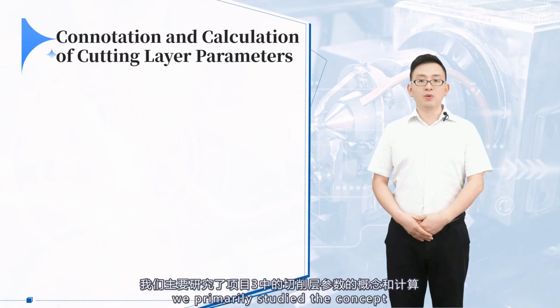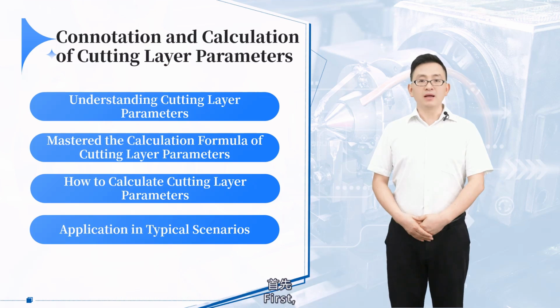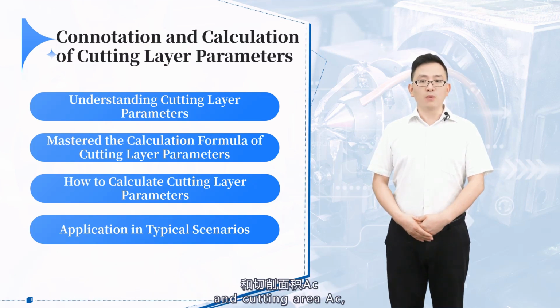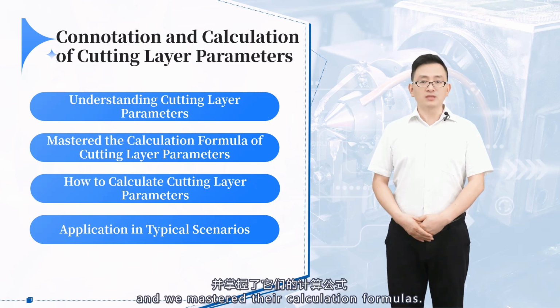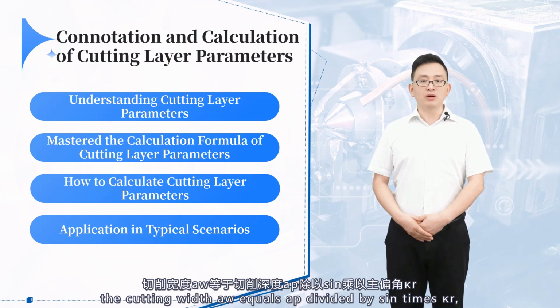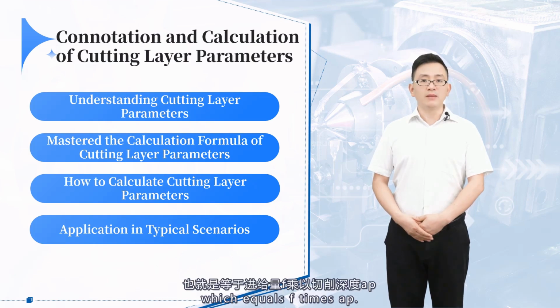In this project, we primarily studied the concept and calculation of cutting layer parameters in Project 3. First, we learned that cutting layer parameters include cutting thickness AC, cutting width AW, and cutting area AC, and we mastered their calculation formulas. The cutting thickness AC equals F times sine kappa. The cutting width AW equals AP divided by sine kappa. And the cutting area AC equals AC times AW, which equals F times AP.